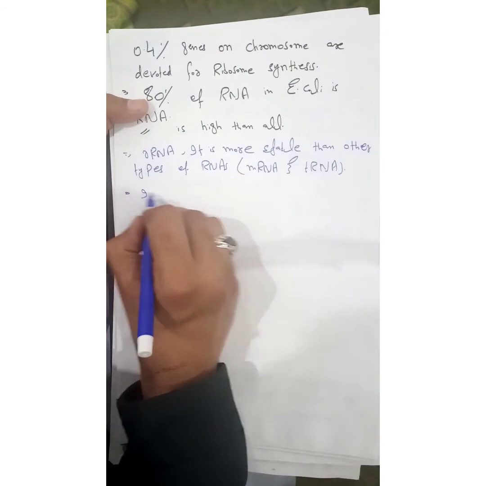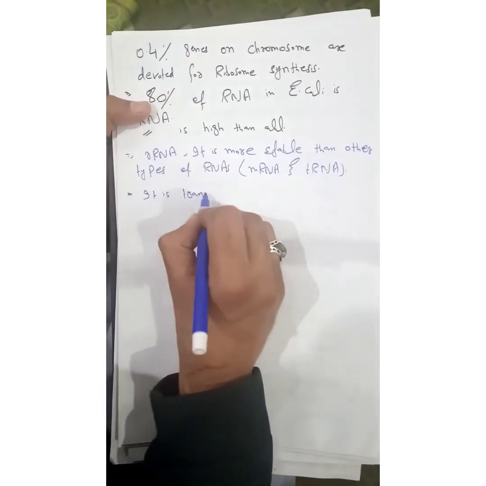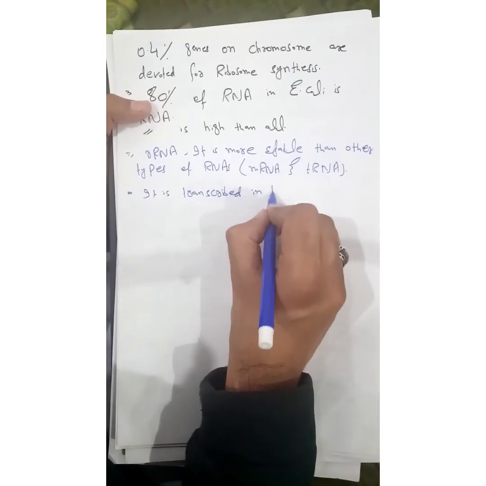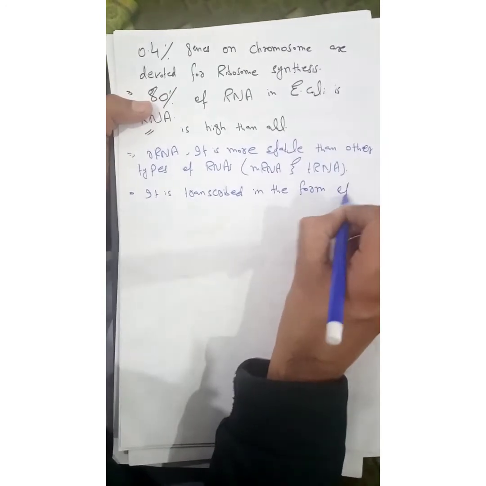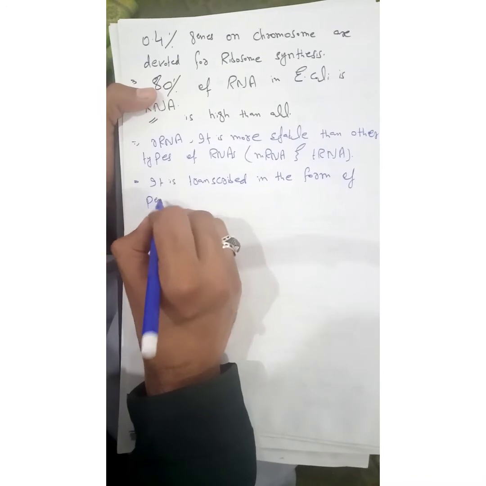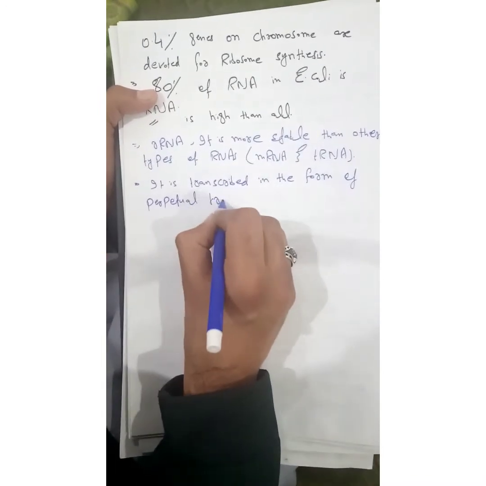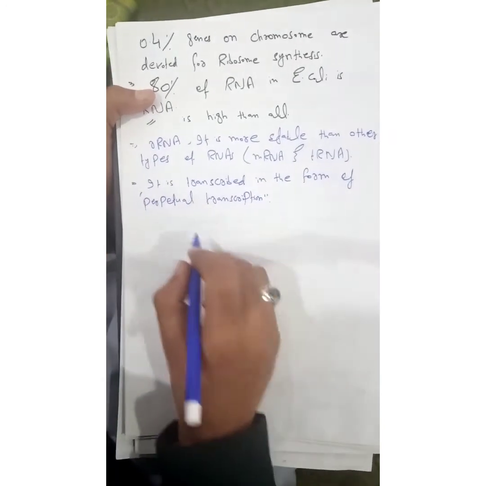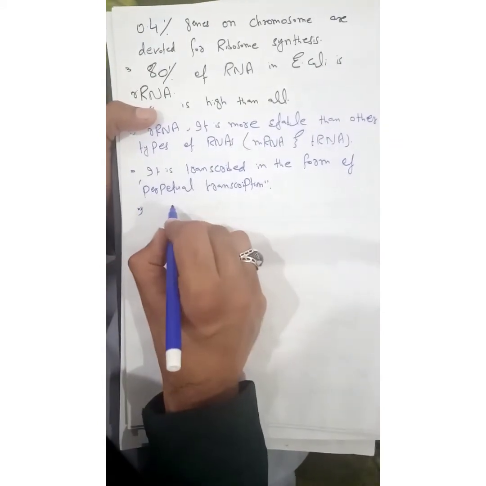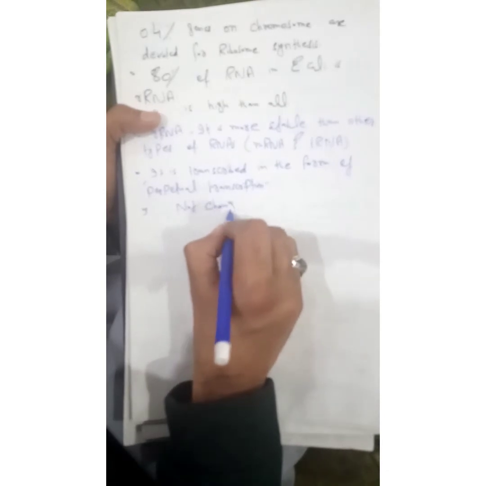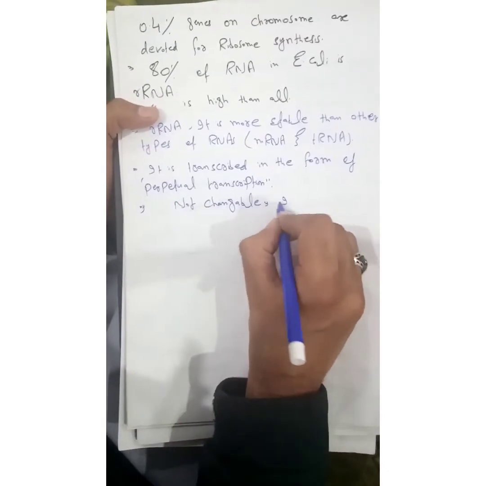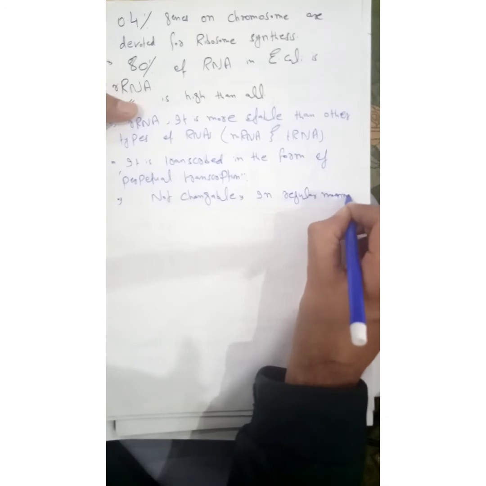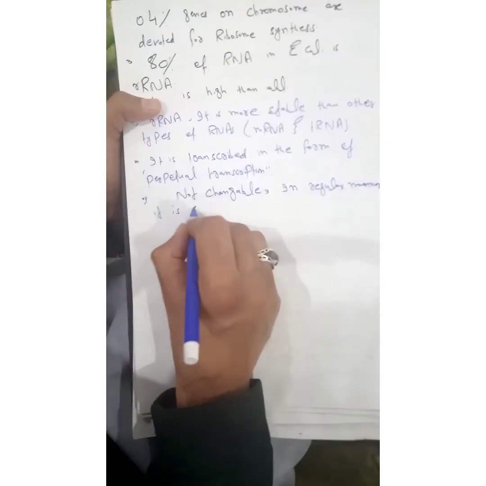The transcription of ribosomal RNA from its genes is in the form of perpetual transcription. Now what is perpetual transcription? Perpetual transcription means that there will be no change in the manner of its transcription, it is not changeable, but it is synthesized in a regular manner.